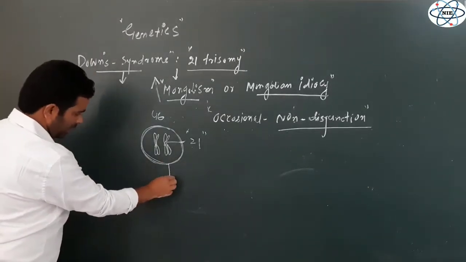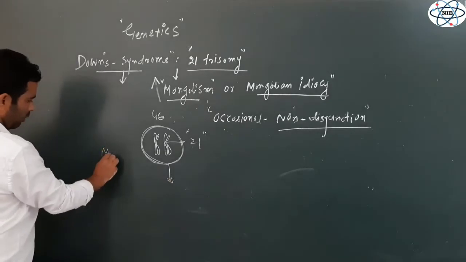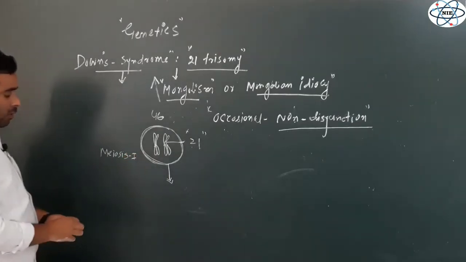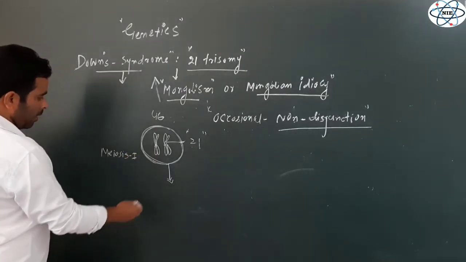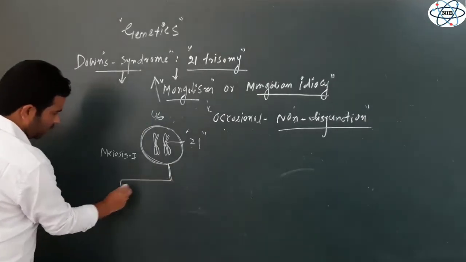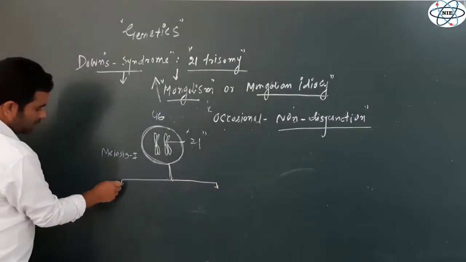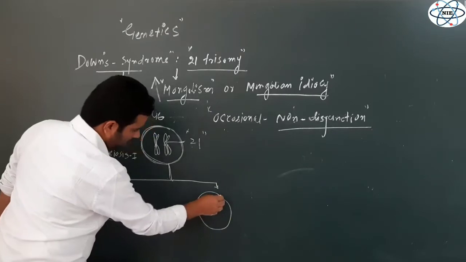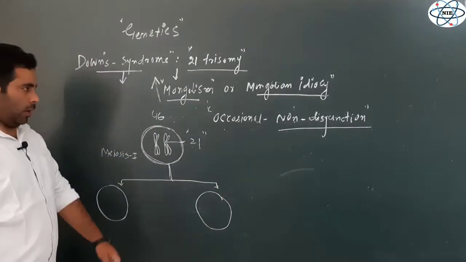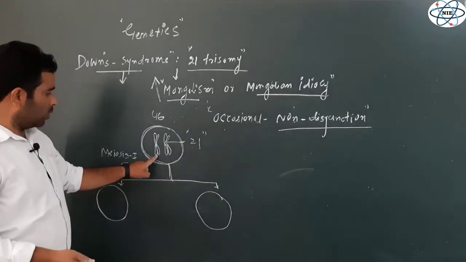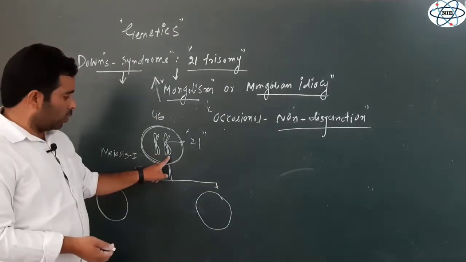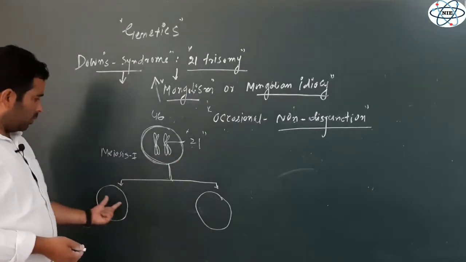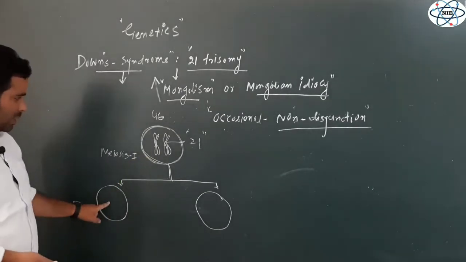Let's say this cell is undergoing meiosis. First there will be meiosis first, and then meiosis second. Normally this cell will divide into two cells. This will be one daughter cell and this will be another daughter cell. Normally what happens is disjunction. Disjunction means this chromosome will be received by this cell and this chromosome by that cell. The two chromosomes of 21 will be equally distributed in the daughter cells.